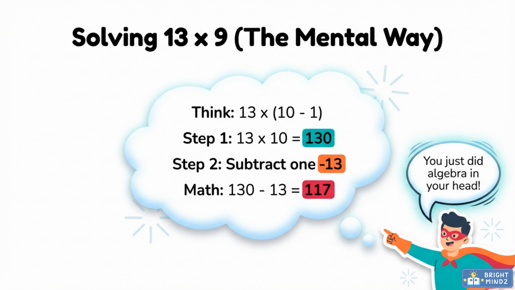Let's solve 13 times 9 using this near 10 idea. First, rewrite 9 as 10 minus 1. So think 13 times 10 minus 1. Multiply 13 by 10. That's 130. Now subtract one group of 13 because of the minus 1. 130 minus 13 equals 117. You've just used the distributive law, a piece of algebra, all in your head.